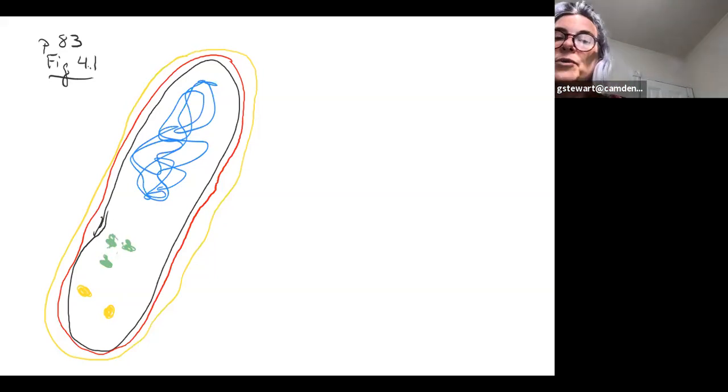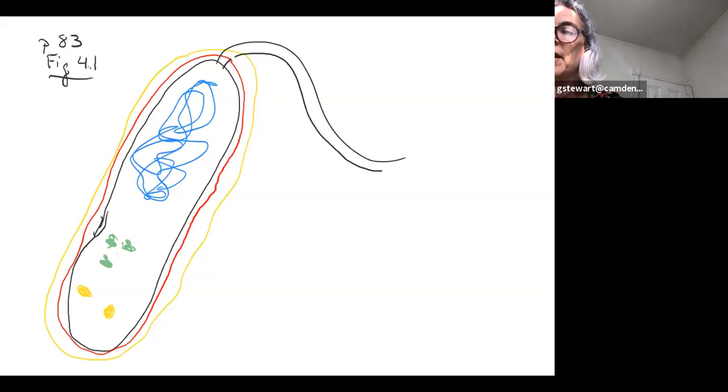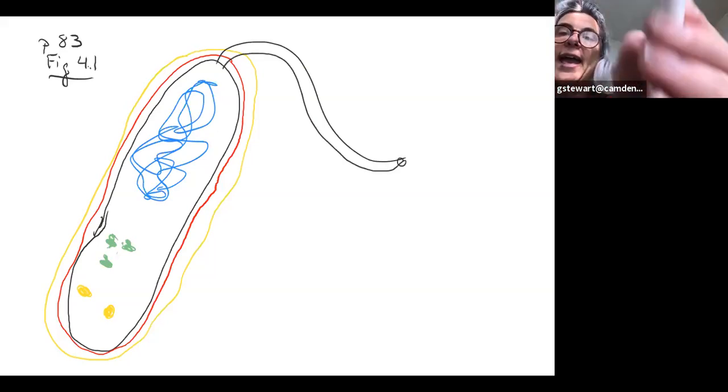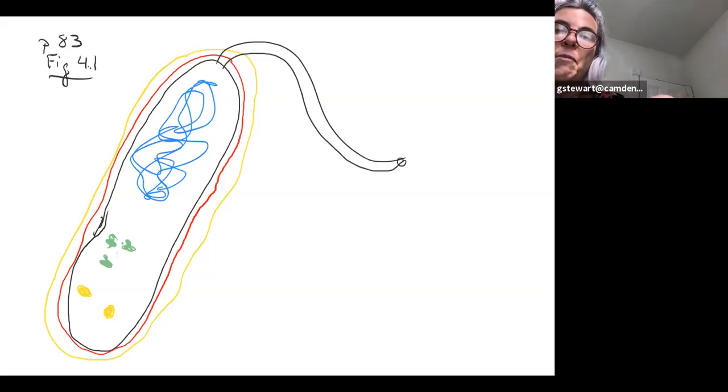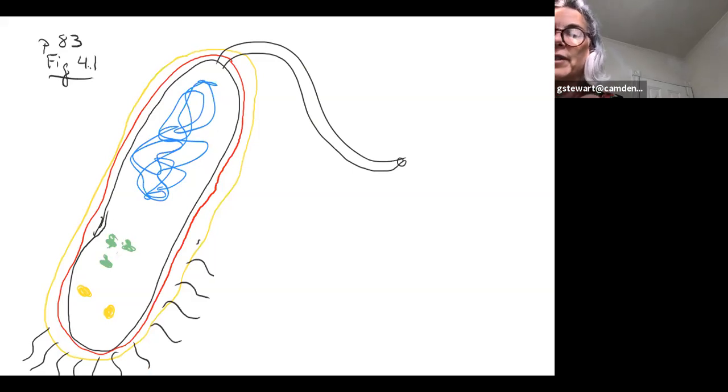And we're going to go through, and then there are some extensions to this cell. One of them, super important, is a flagella. It's a sometimes. Some cells have them, some don't. And also, I think they show fimbriae coming out of one end of the bacteria. But usually if a bacteria has fimbriae, they're all over the cell.